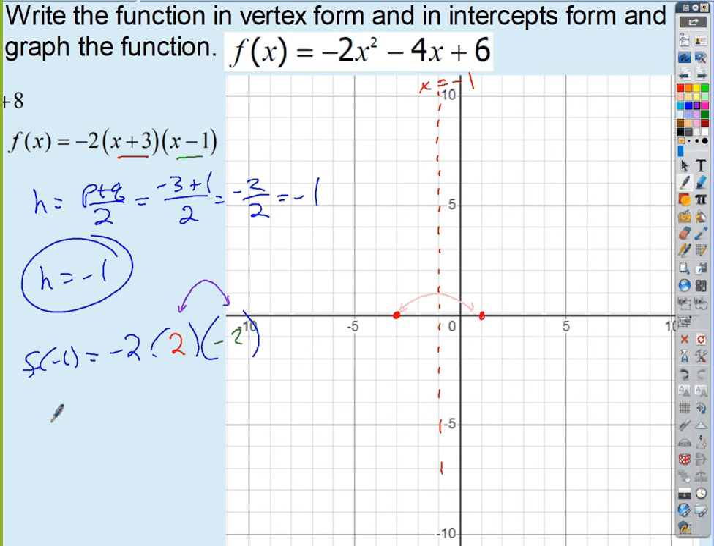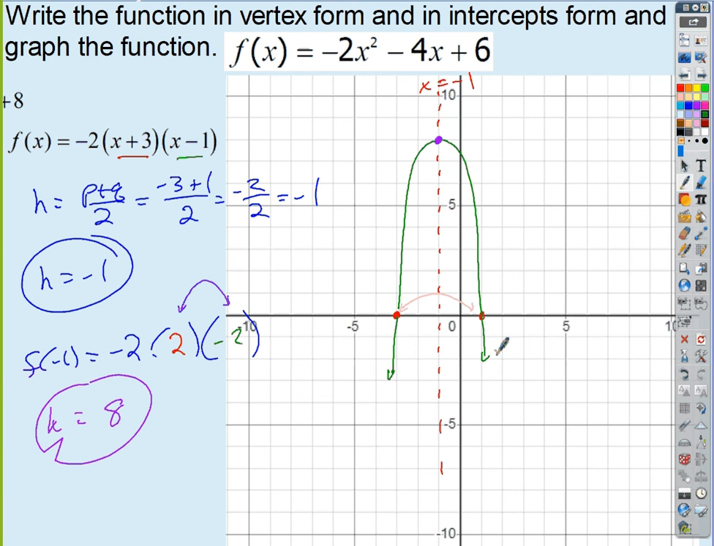K is just negative 2 times 2, which is negative 4, times negative 2 is what? Positive 8. So my vertex then is going to be at negative 1, positive 8, and I'm done. I got my 3 points already. All I got to do is just connect the dots and I'm done, right? So there's my parabola. Easy, right? Super easy.